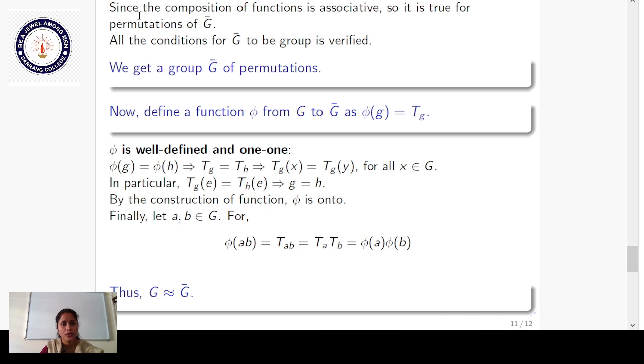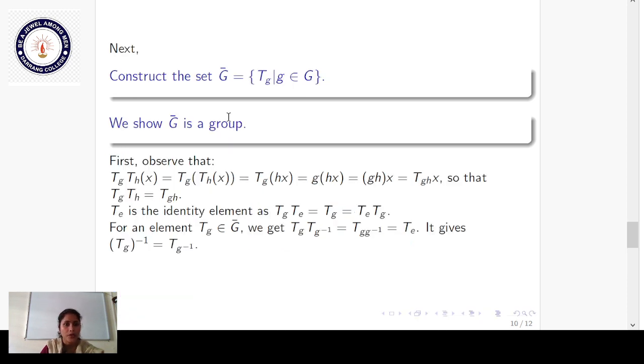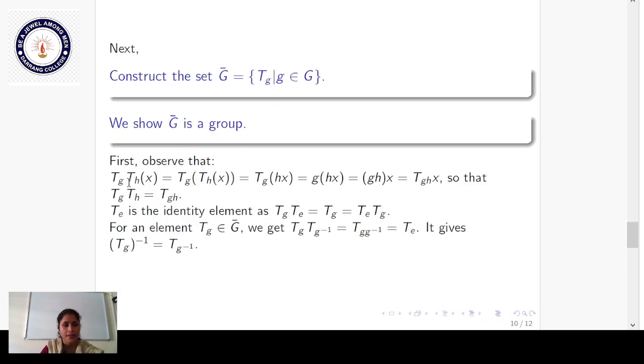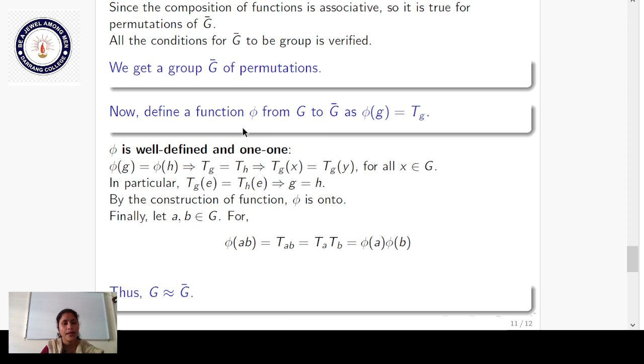And as we already know, composition of functions is associative, so it is true for permutations of this group also. This condition is for closure: you take any two elements in this set, and their product is also in this set. So closure, associativity, identity, inverse, all four conditions are satisfied. As all the conditions for a group are verified, it is a permutation group, a group of permutations.